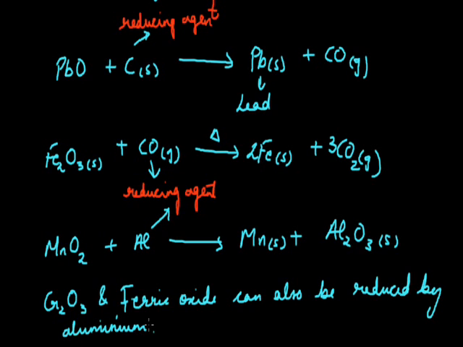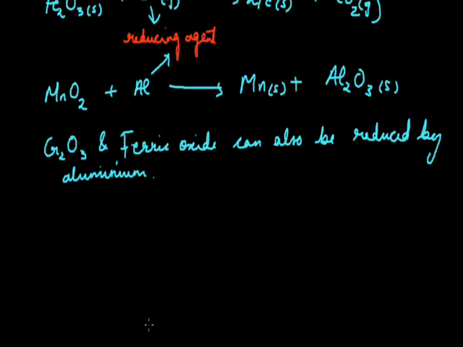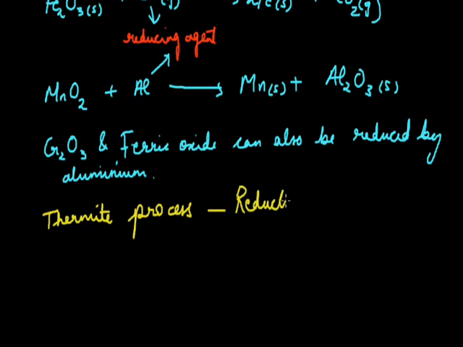And reduction of metal oxide with aluminium is known as aluminothermy, or it is the thermite process. So you can call this process the thermite process. It involves reduction of metal oxide with aluminium.